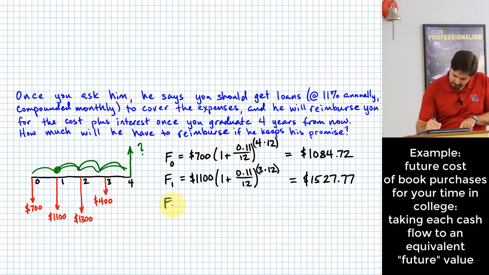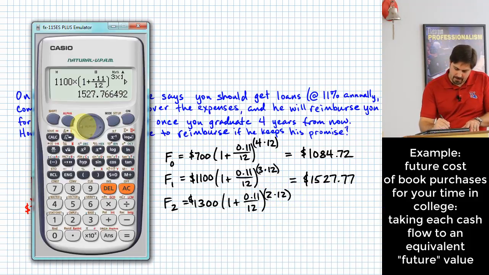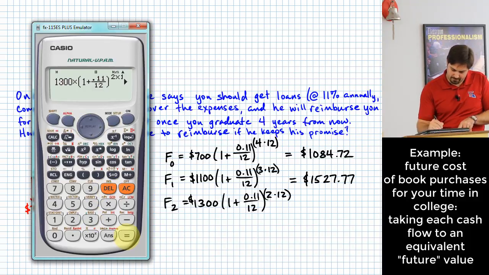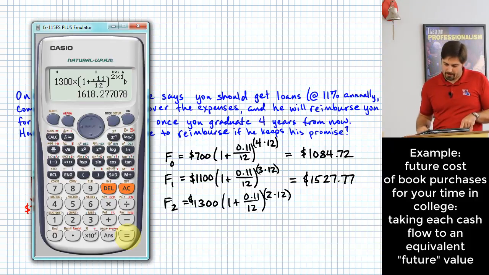Okay. Now your junior year, at the beginning of your junior year, 1,300. 1 plus 0.11 over 12, raised to the 2 times 12. It's actually okay if you want to go in here and only change the things that change. It's like that and like this. All right, so this gives you 1,618.28.